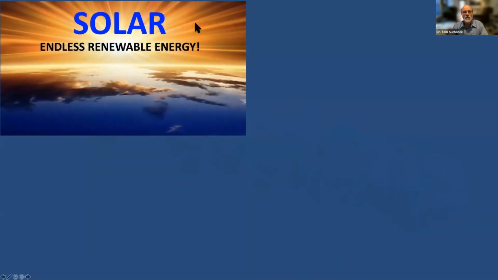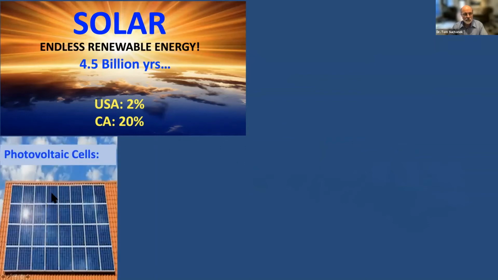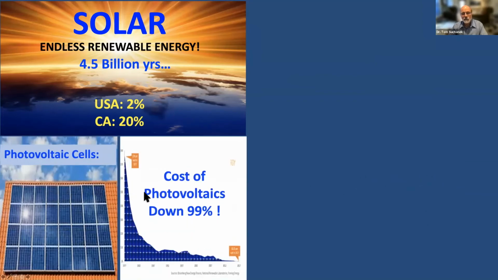One of our best options right now is solar, an endless renewable resource, right? Well, not quite. Our sun is only going to be around for about 4.5 billion years. So we really need to get this going and solve its prices. The US relies on about 2% solar for its energy needs, but California is a little ahead of the game. We rely on 20% solar for our energy needs. And the good news is that this is mostly from photovoltaic cells on rooftops, and the cost of photovoltaics has gone down 99% from the 1970s, and it's actually still going down now.